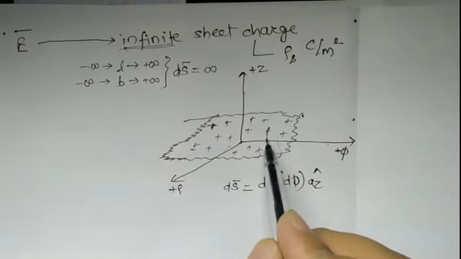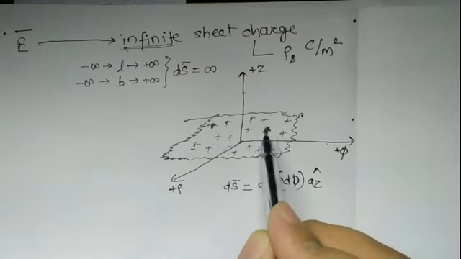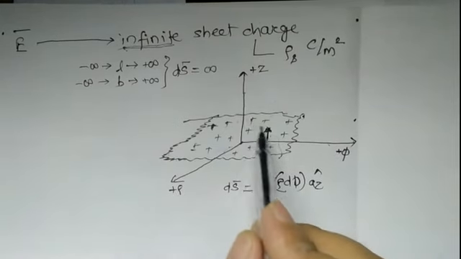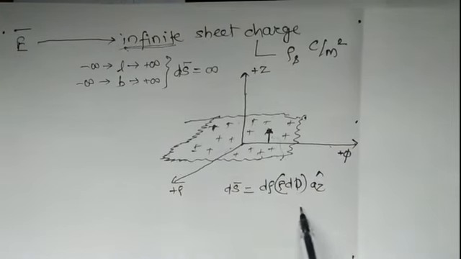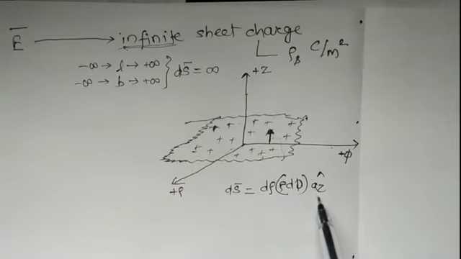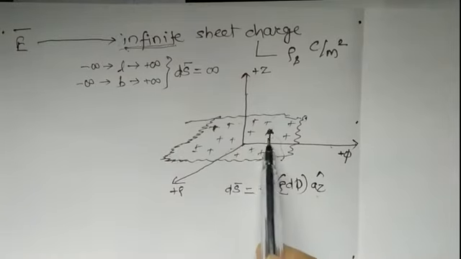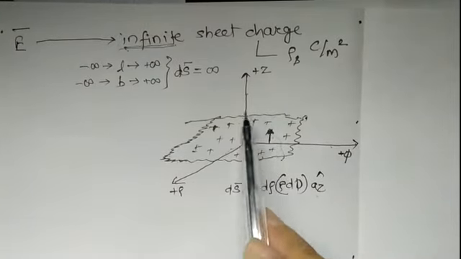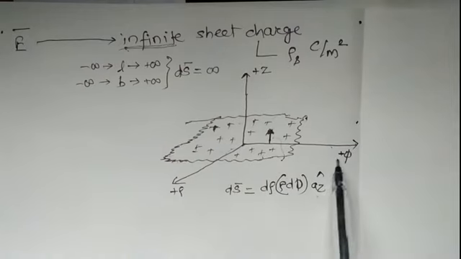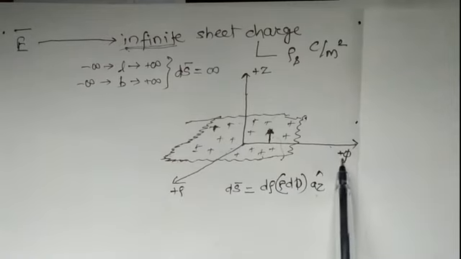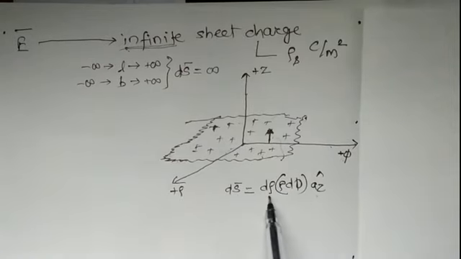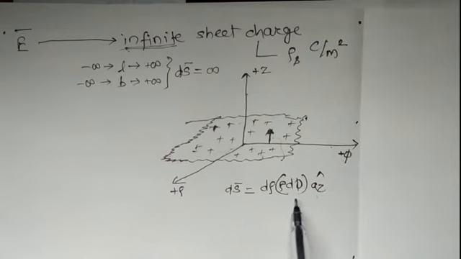So if we find the perpendicular, this perpendicular is what is parallel to the z axis. So therefore it is nothing but the unit vector in the direction of the z axis. And therefore we can say that for such a case, where our infinite sheet charge is placed in the rho phi plane, ds bar will be d rho into rho d phi into az cap.